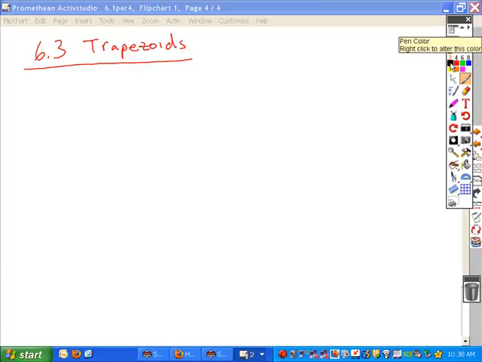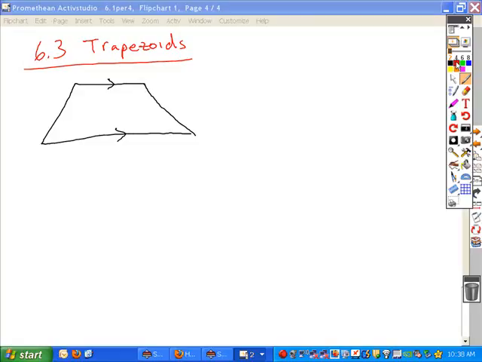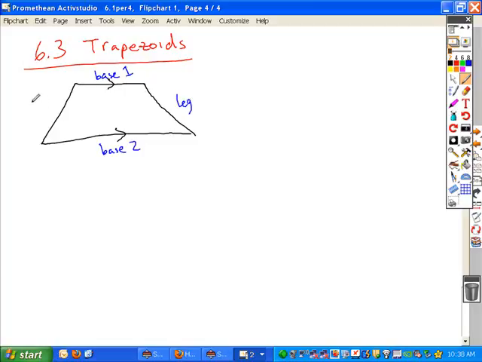All right, 6.3 discusses trapezoids. We've already defined trapezoids. When you're looking at a trapezoid, how many parallel sides are there? There's two. It's one pair of parallel sides and that's it. Okay? So when you're looking at this figure, these parallel sides are going to be called bases, so you have base 1 and base 2. The non-parallel sides are called legs. So leg 1 and leg 2.